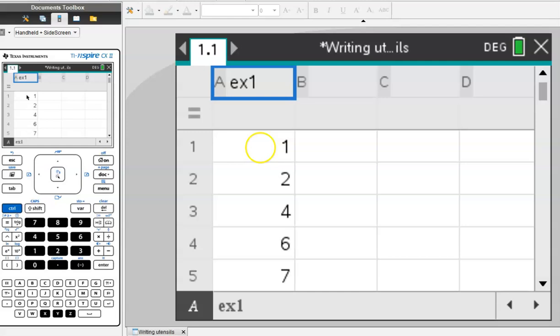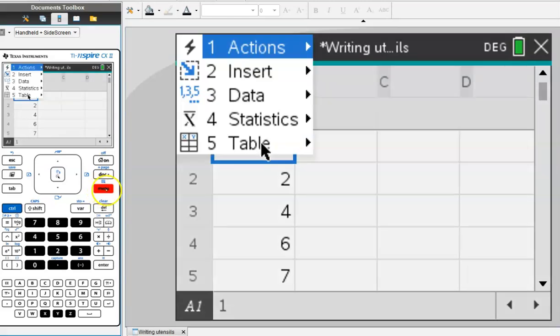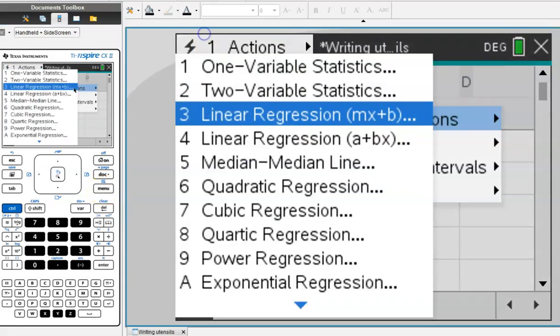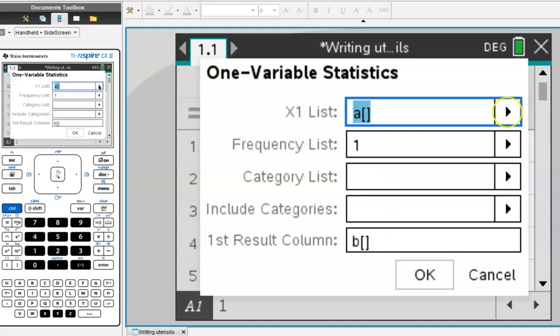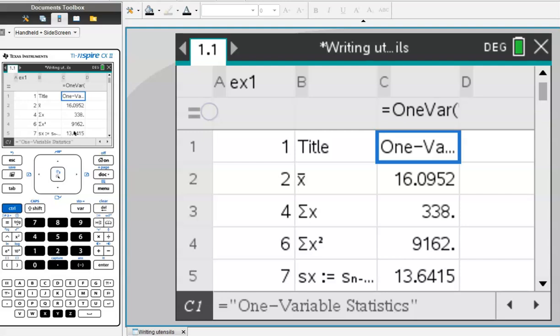So from here, what we're going to do is we're going to press Menu, Statistics, Stat Calculations, One Variable Statistics. Don't change the number of lists, just press OK. And then you can use the drop-down menu to select your variable, or if you keep it as column A, that's what that means, it'll do the calculations for you. Either one's fine. Don't change anything else, just press OK.